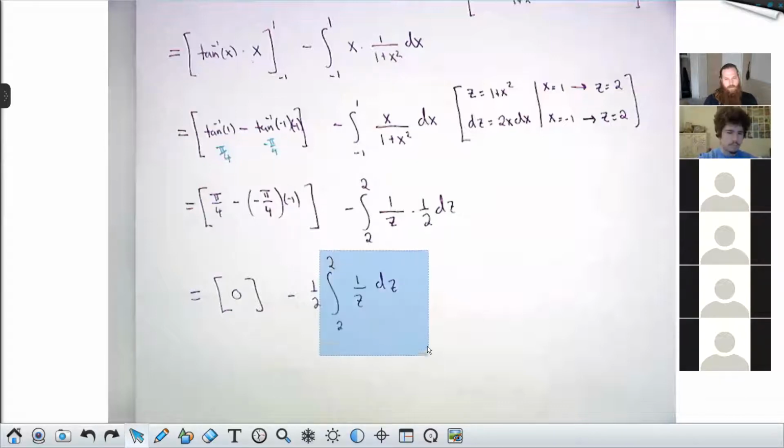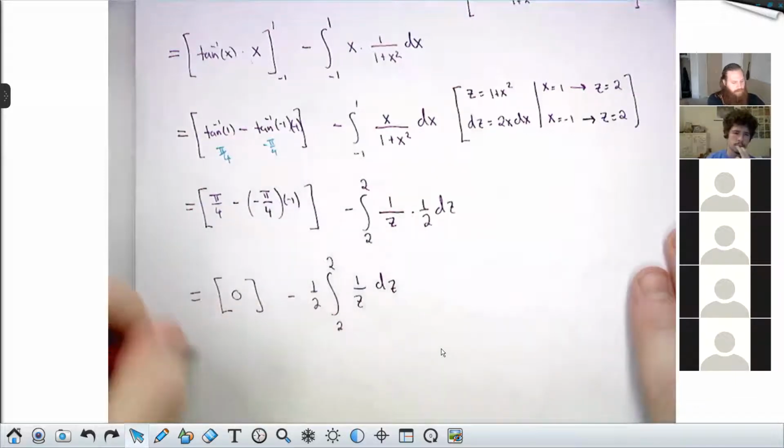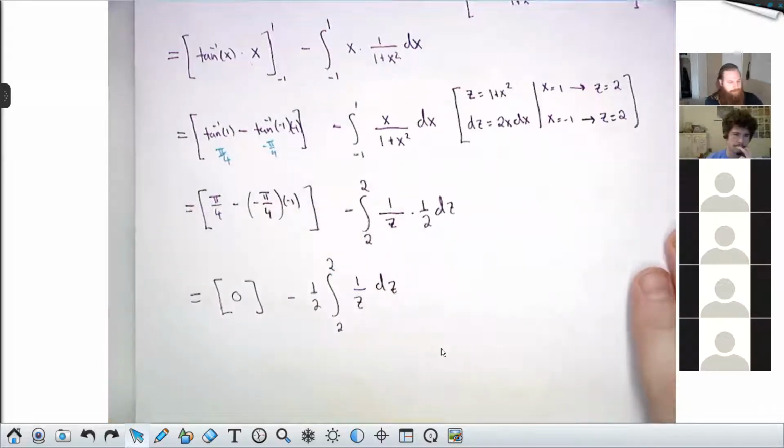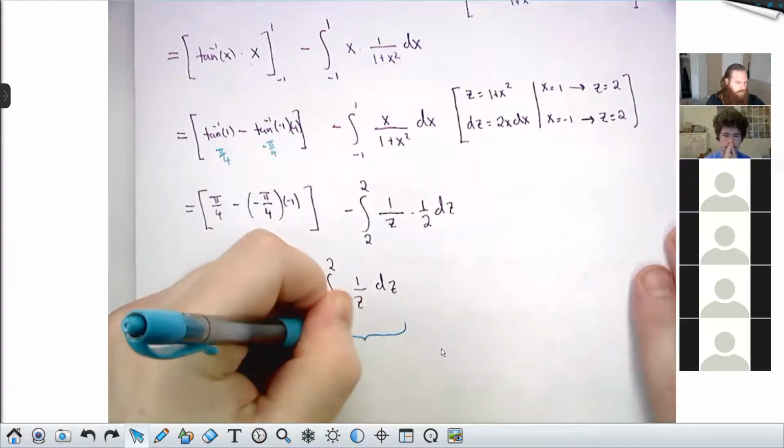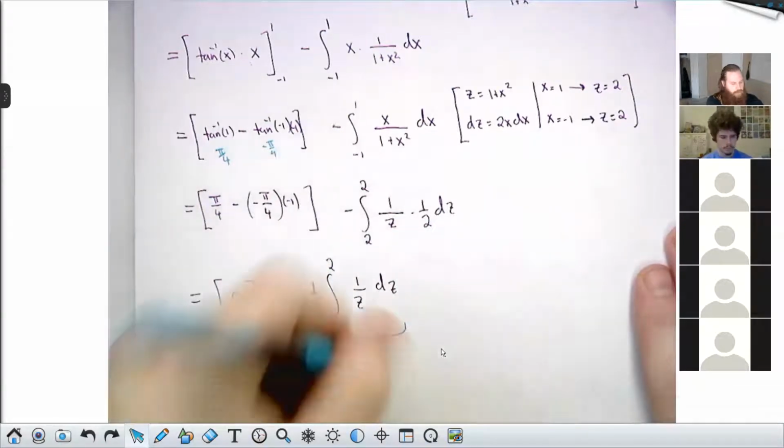What is the integral from 2 to 2 of any function? Forget the fact that it's 1 over z inside there. Just based on this piece, can you tell me what this integral's value is? 0. Very good. Integral from a to a is always 0. So this piece is 0 by virtue of bounds.